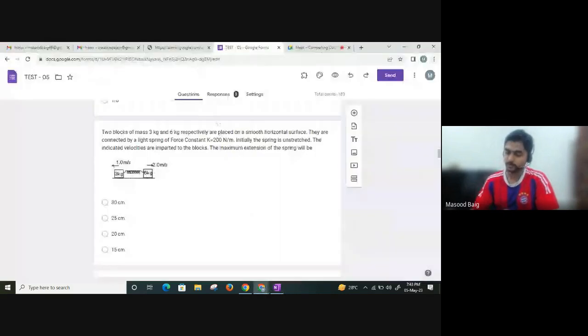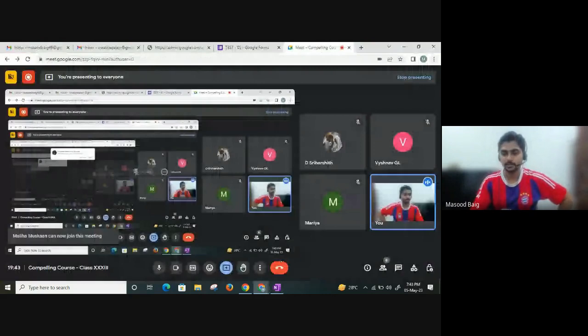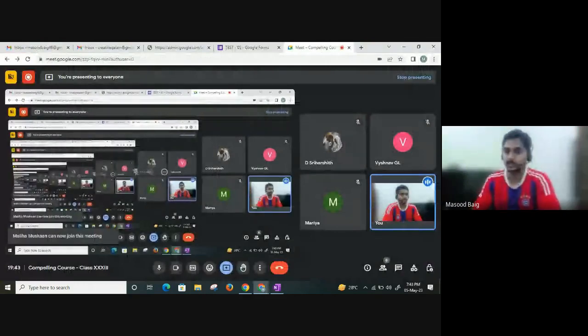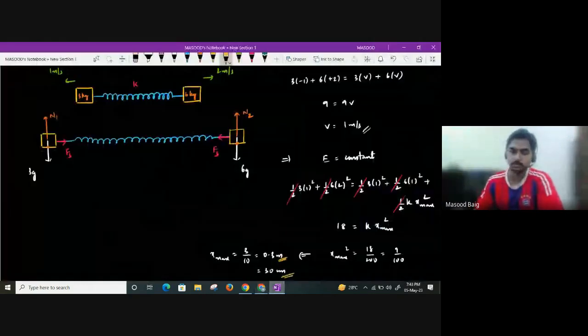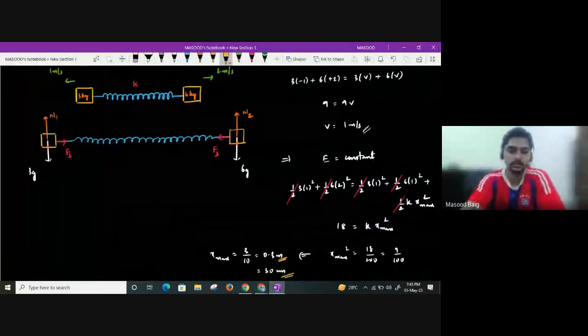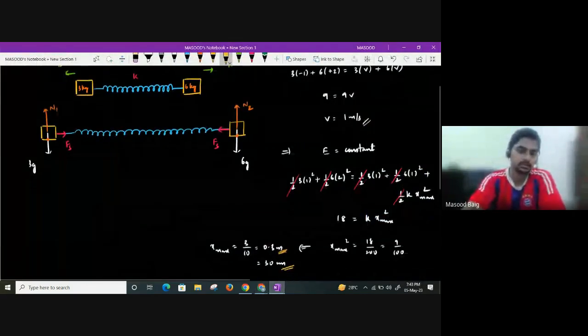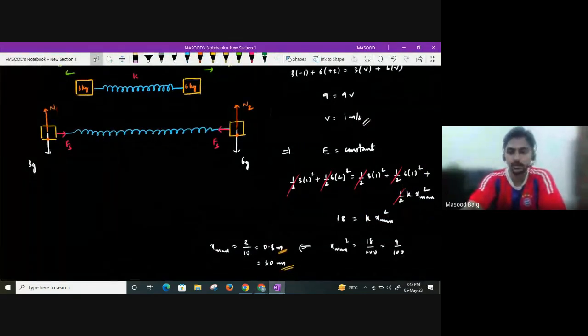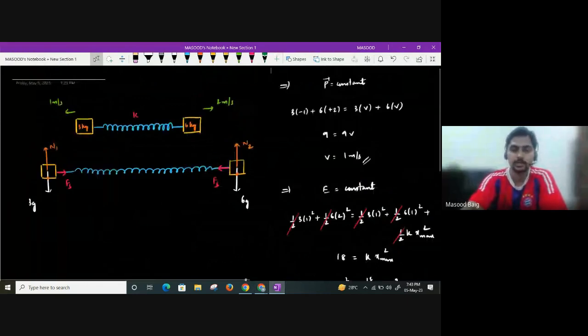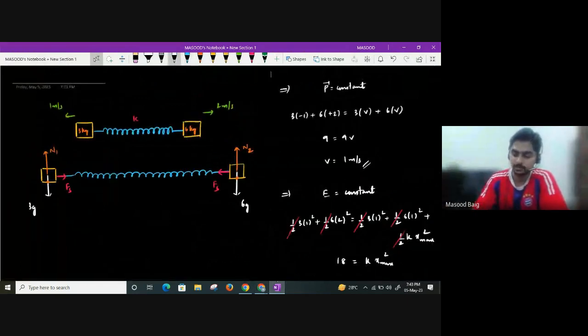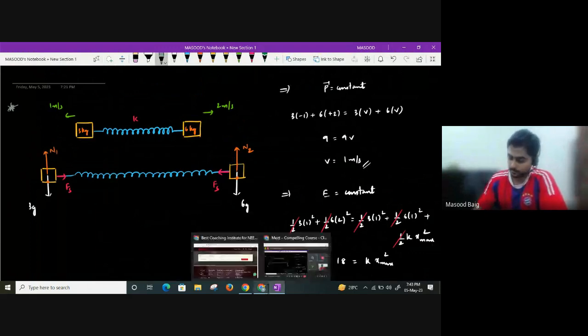What do you need to remember whenever they ask you to find maximum compression or maximum elongation in the spring? In that particular situation, during maximum deformation, the objects connected to the spring will be moving with constant velocity. Constant velocity means both magnitude as well as direction will remain the same. Clear? Yes. Next doubt, please.